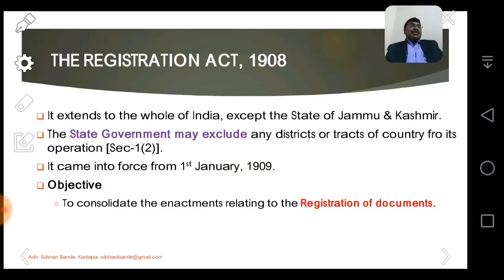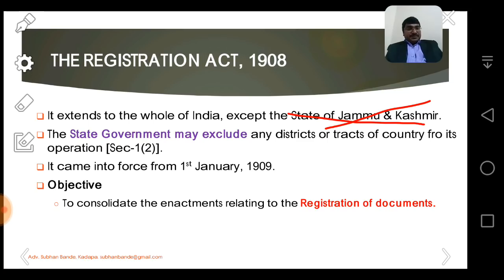Under the Registration Act 1908. The Registration Act 1908 extends to the whole of India except the state of Jammu and Kashmir. The Registration Act is applicable to the whole India but not the state of Jammu and Kashmir.